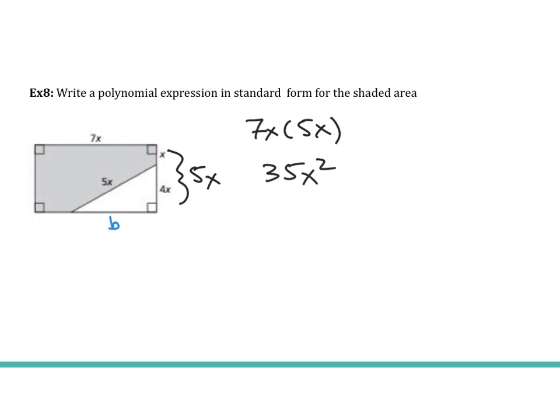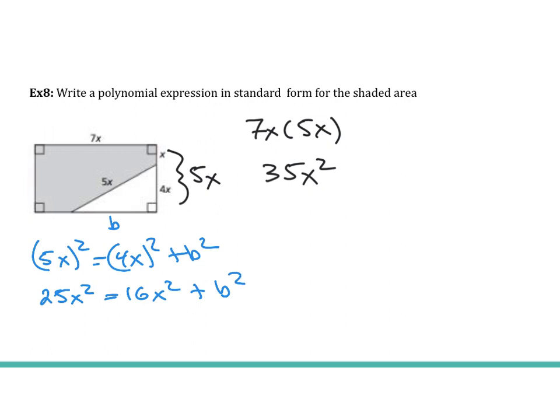So for our Pythagorean formula, we have the hypotenuse squared is going to equal our missing side squared plus 4x squared, which gives me 25x squared equal to 16x squared plus b squared. I'm going to go ahead and combine terms here. So I'm going to subtract 16x squared on both sides. And that gets me 9x squared equaling b squared. And from here, I want to go ahead and take the square root to finish solving for b. And the square root of 9x squared is going to get me 3x. So I have found my missing side to be 3x.